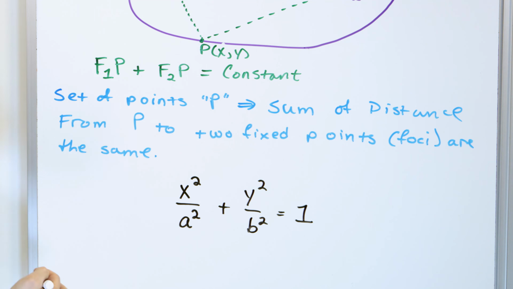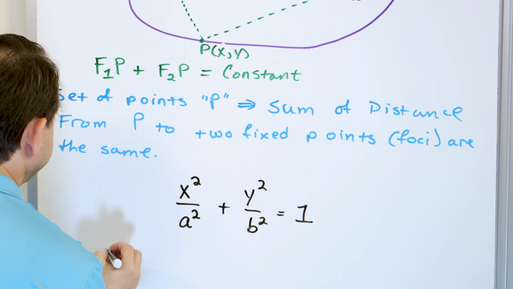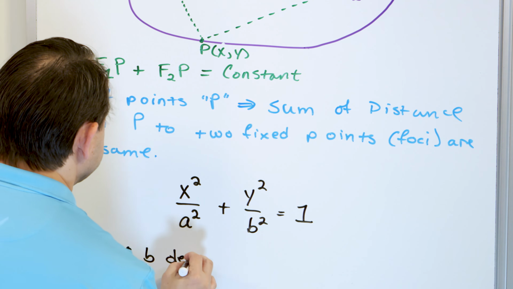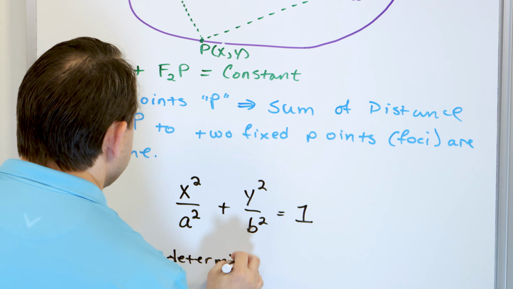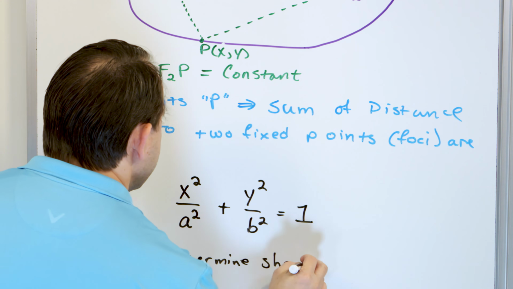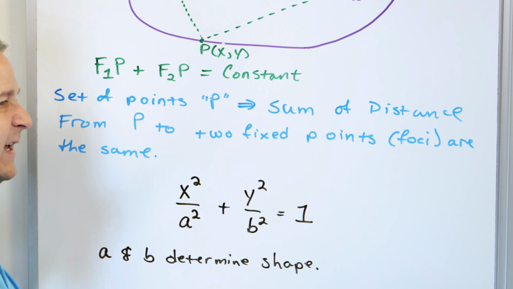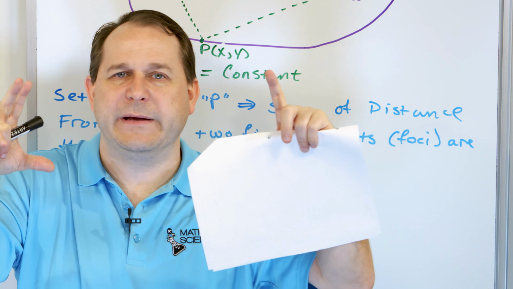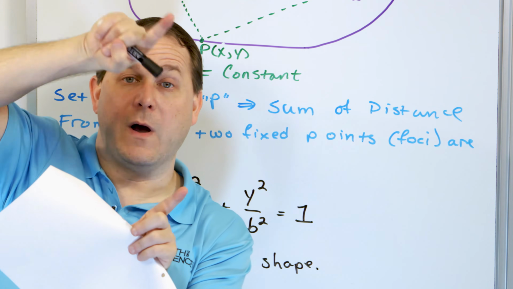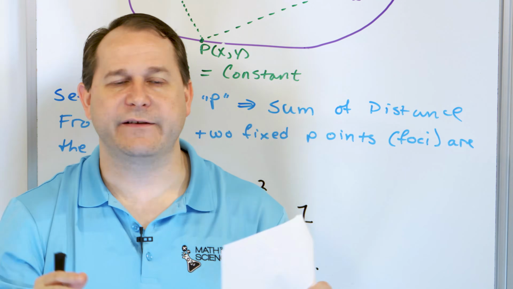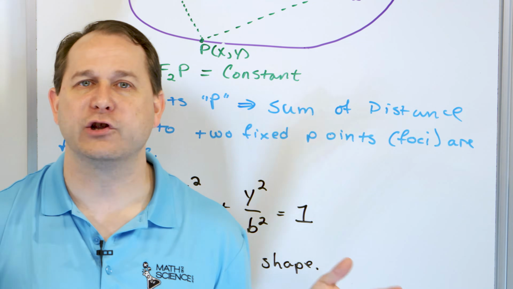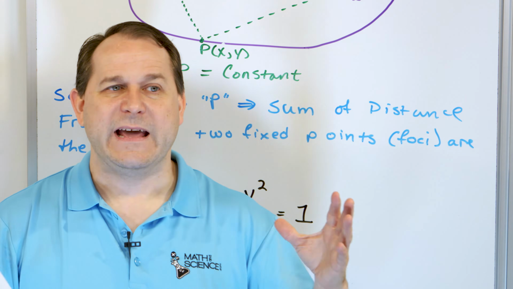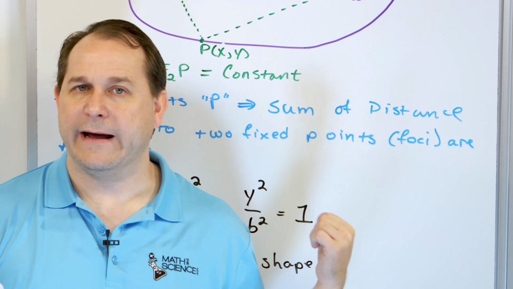This is a basic equation of an ellipse, and A and B determine the shape. What I mean by that is an ellipse can be really long and slender, or it can be kind of fat and stubby. It could also be rotated to go up and down instead of side to side, and so A and B are going to determine how the thing looks. How stretched out is it? That's what we call the eccentricity. Is it oriented vertical or horizontal? A and B are going to determine that.